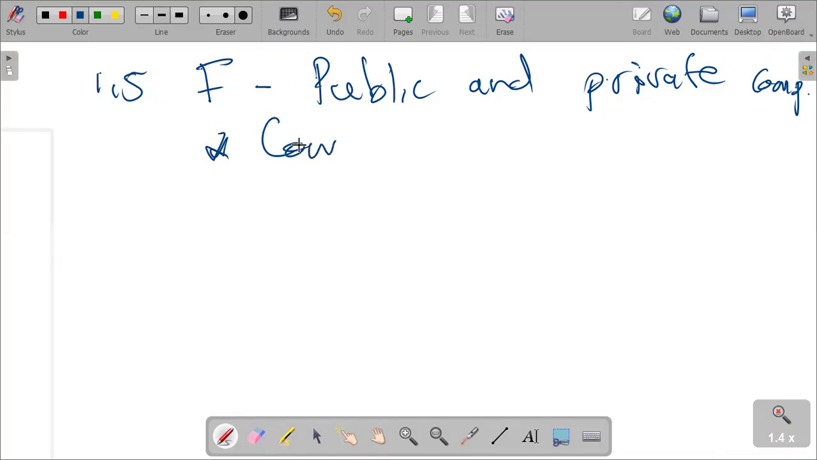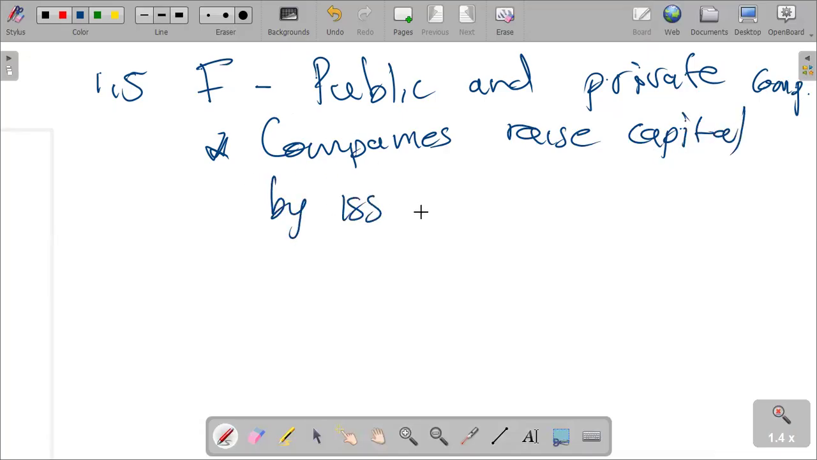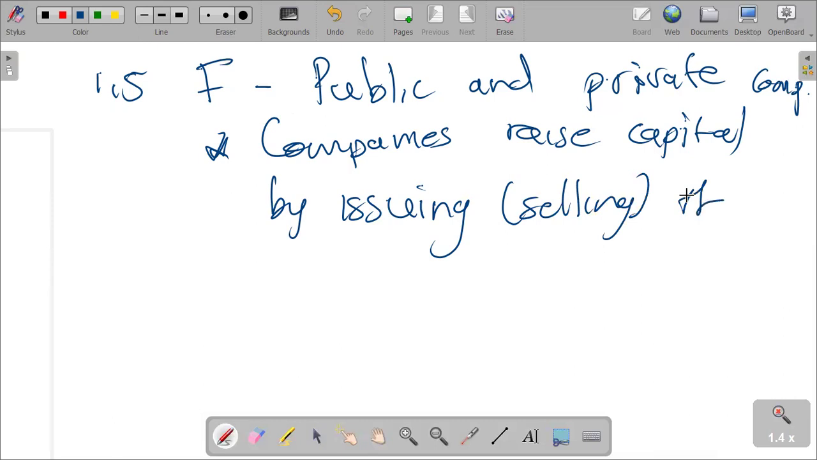So basically, companies raise capital. They raise capital by doing what? By issuing, or rather selling, their shares to shareholders.